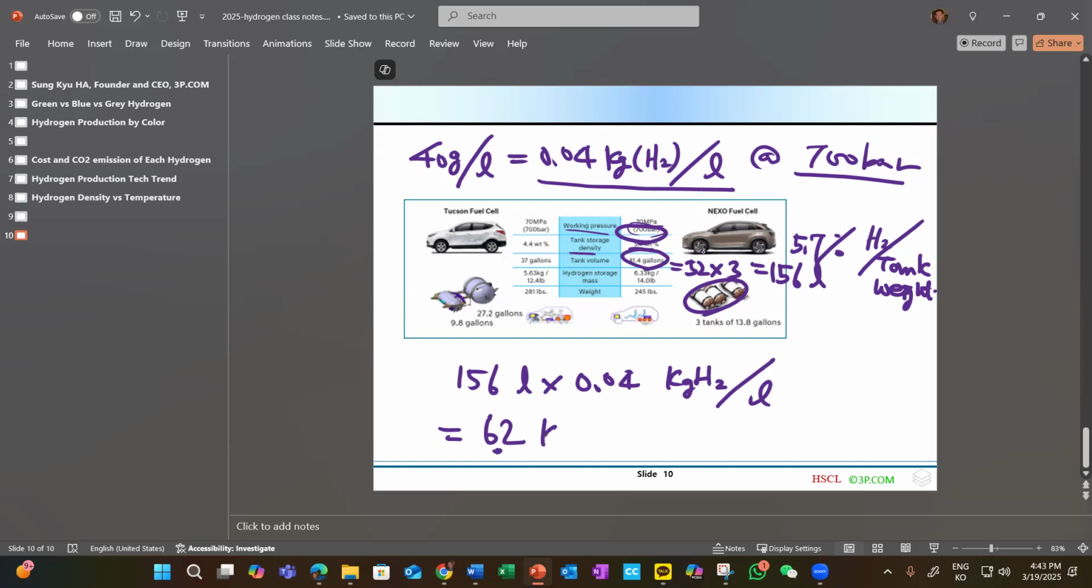6.2 kilograms of H2 in a full tank at 700 bar. So once fully charged, the Nexo will contain 6.2 kilograms of H2.